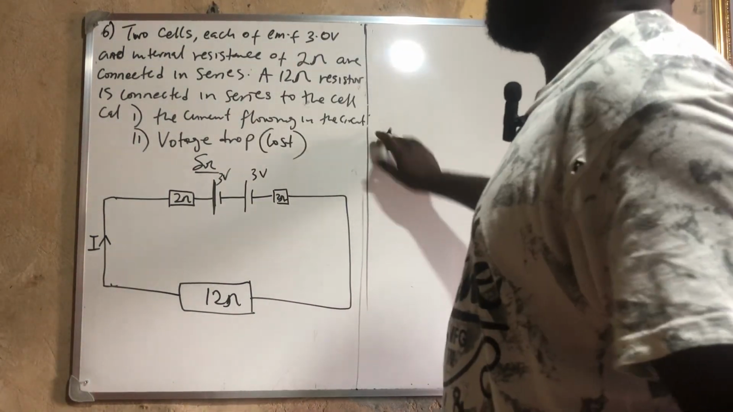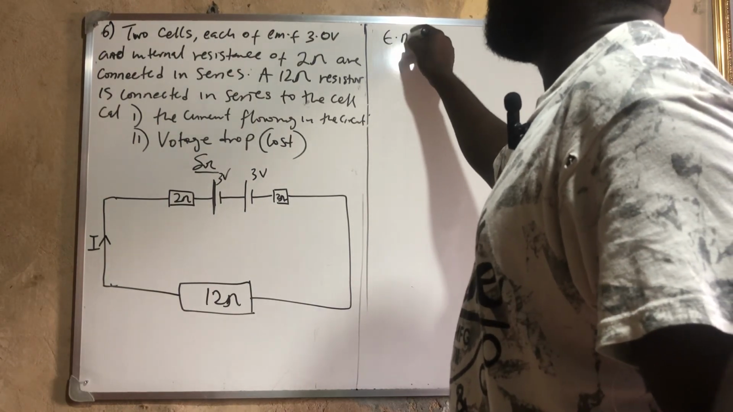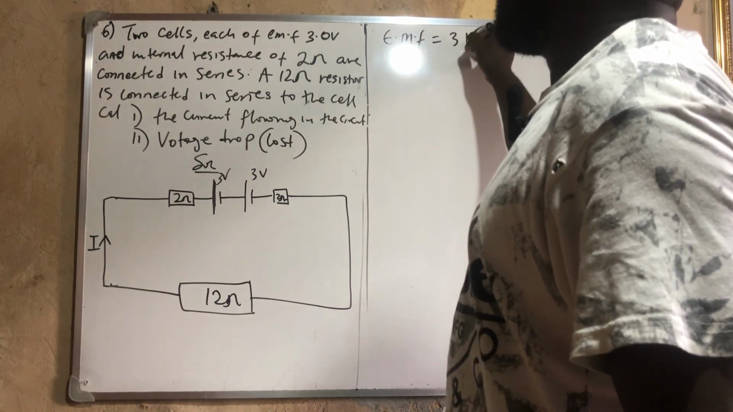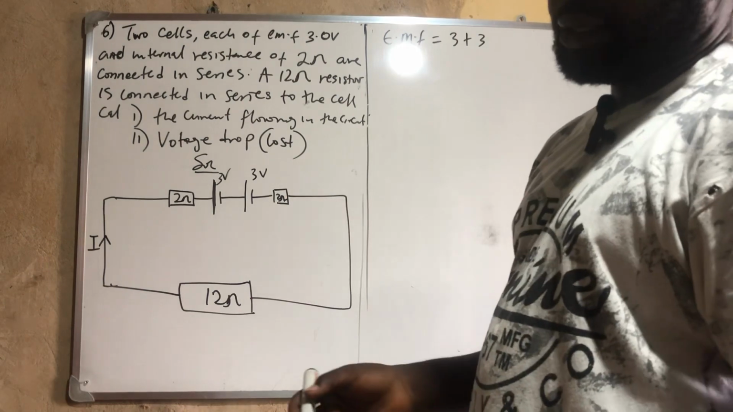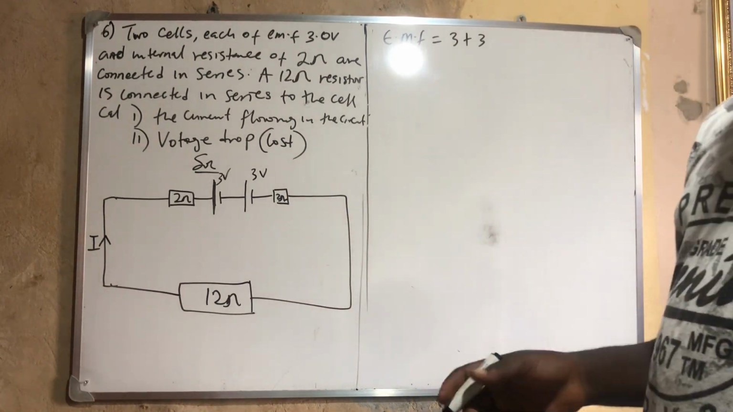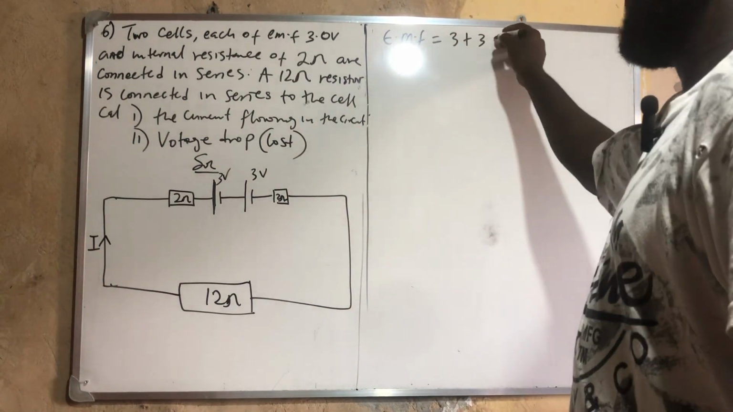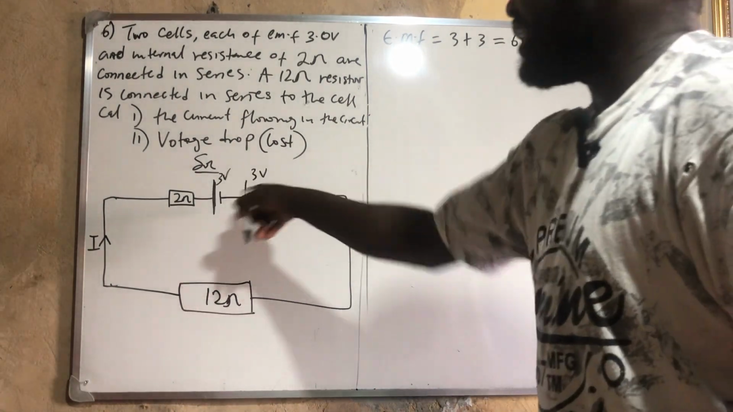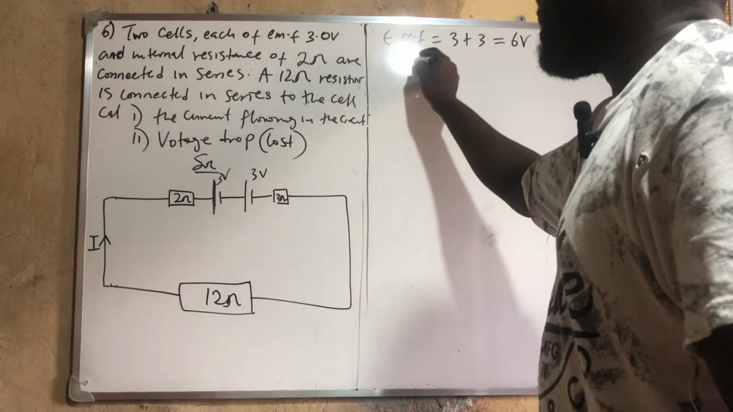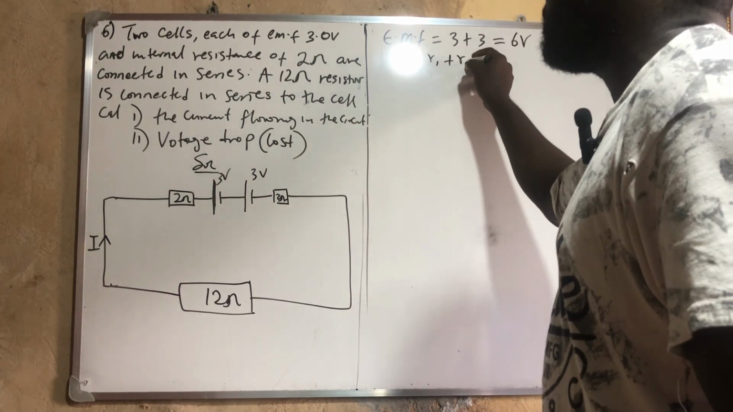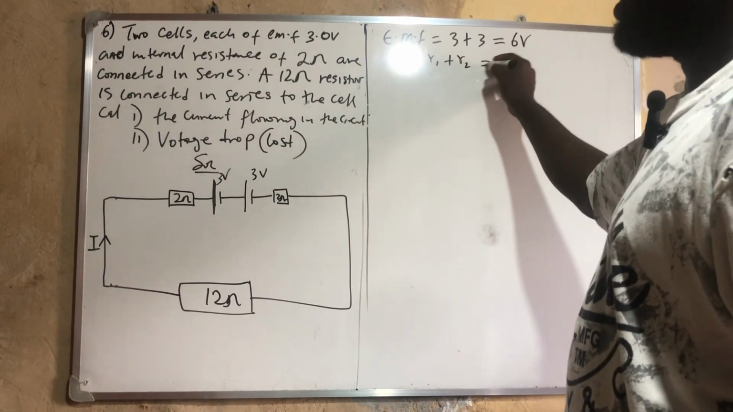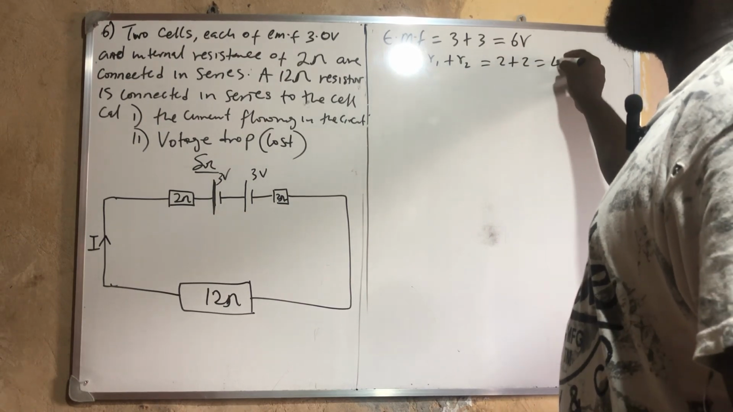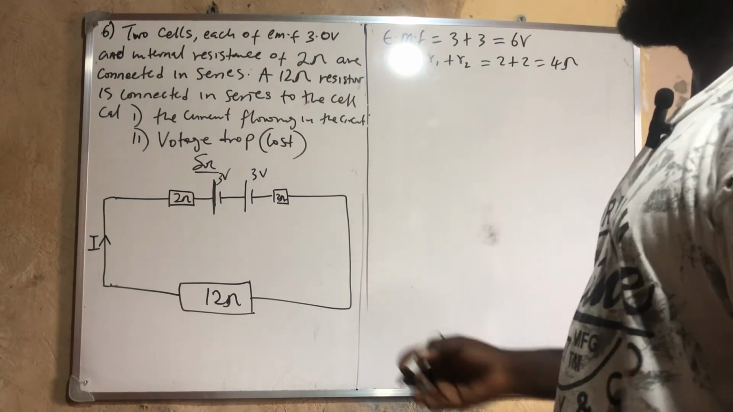So now the effective EMF will be what? 3 plus 3, because they are in series. If they are in series, you add, but if they are in parallel, they are the same, so you're not adding, you just pick one. So I have 6 volts here. Don't forget that the total internal resistance should be R1 plus R2, because they are in series. So I'm going to have 2 plus 2, which is 4 ohms.